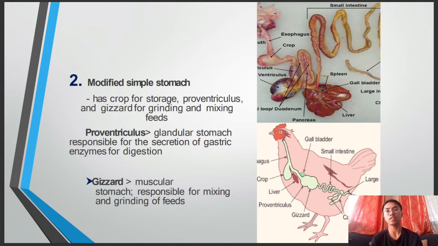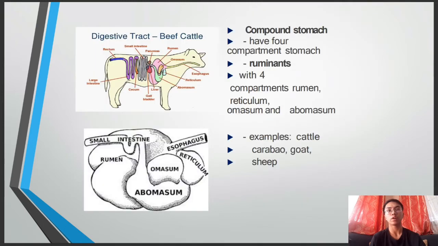So, next slide is the compound stomach. The compound stomach has four compartments. Ruminants have four compartments: rumen, reticulum, omasum, and abomasum. So, examples of animals are cattle, carabao, goat, and sheep.